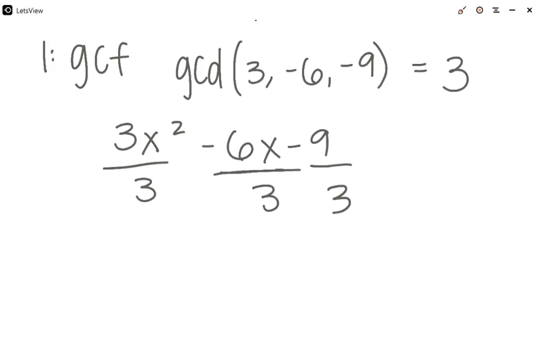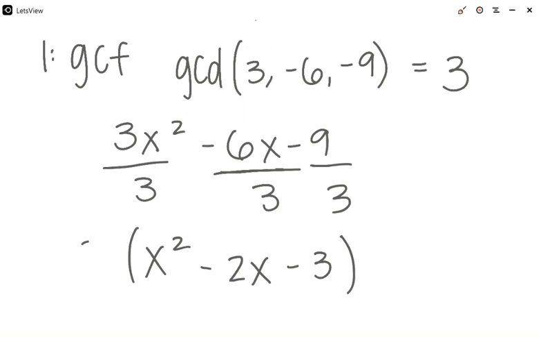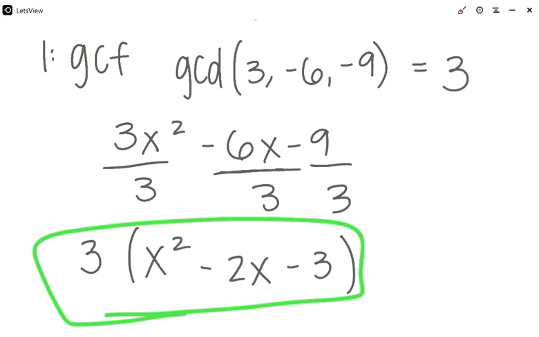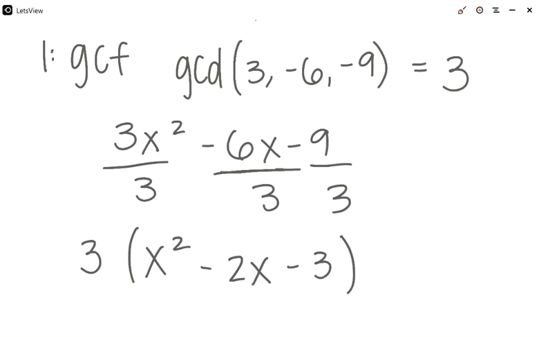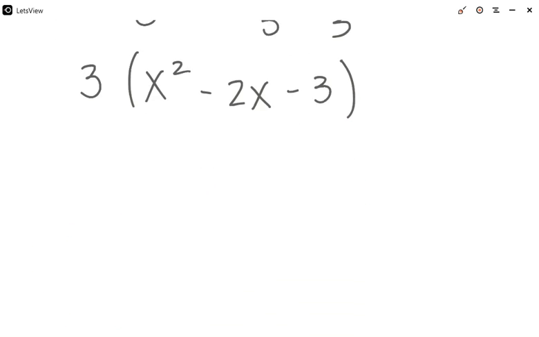Okay, 3 divided by 3 just leaves us with that x squared. Negative 6 divided by 3 gives us a negative 2. And negative 9 divided by 3 is a negative 3. Remember, whenever we divide out a GCF, we always have to put it outside of our parentheses like this. Right? So from here, we can factor.